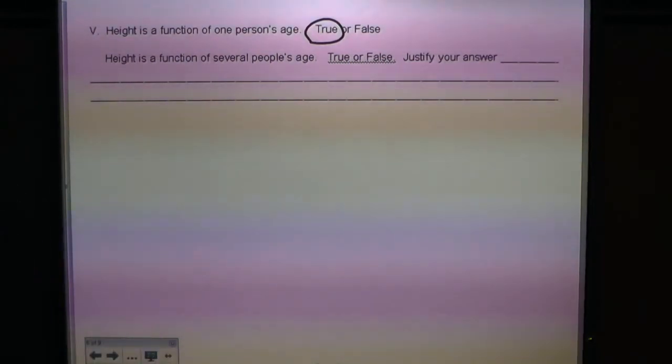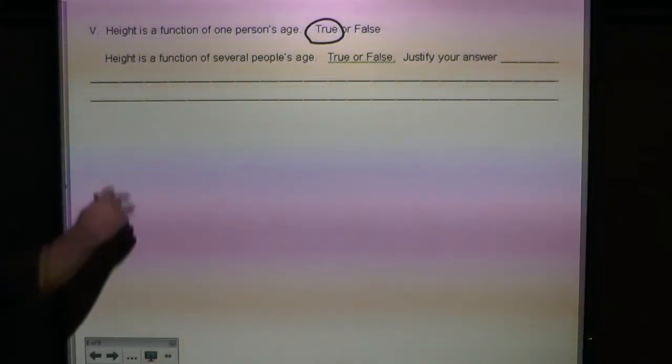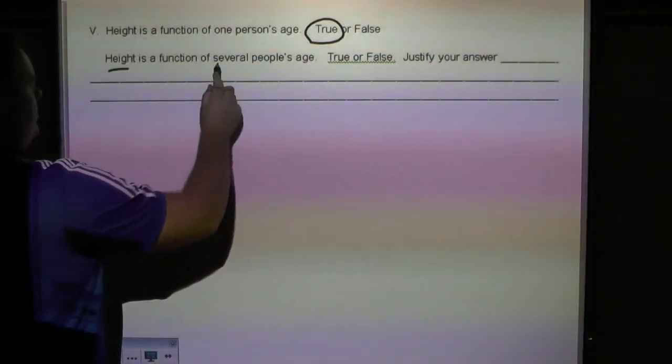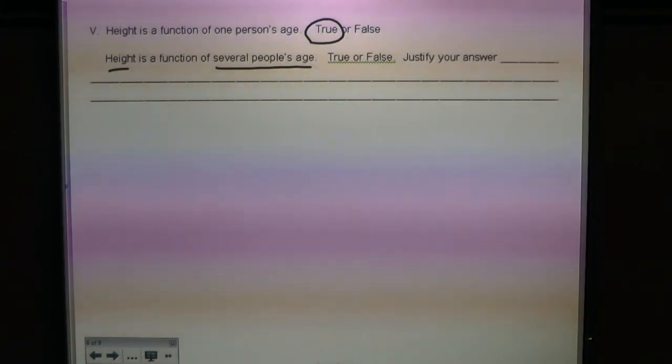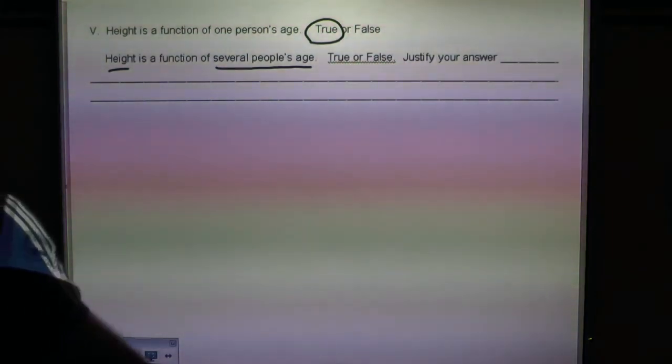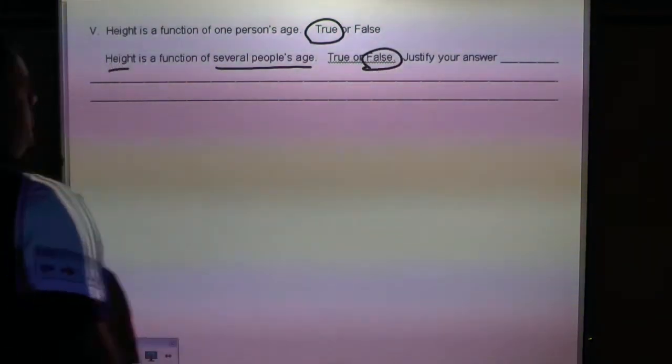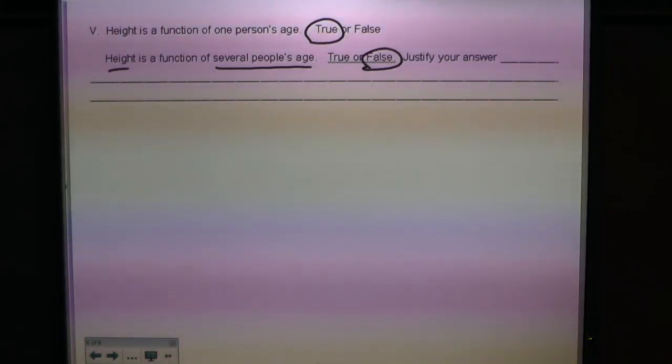Okay? Now, here's another one. The height is a function of several people's ages. So is your height a function of other people's ages? Hoping that you saw it. No. When you look at this, the statement is false. It doesn't make any sense.